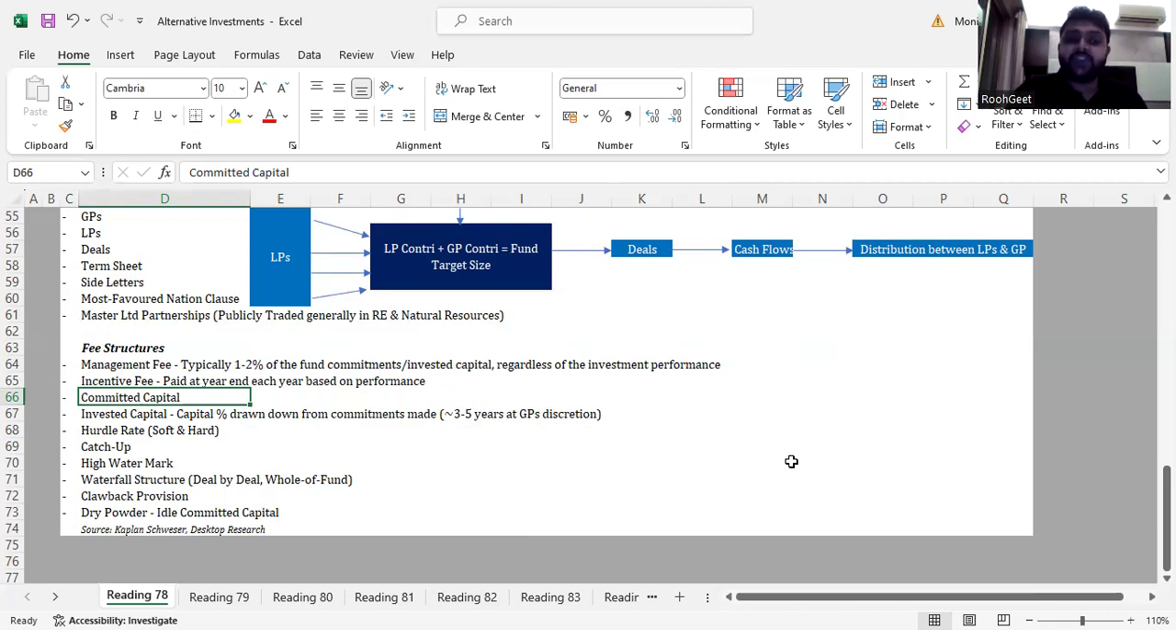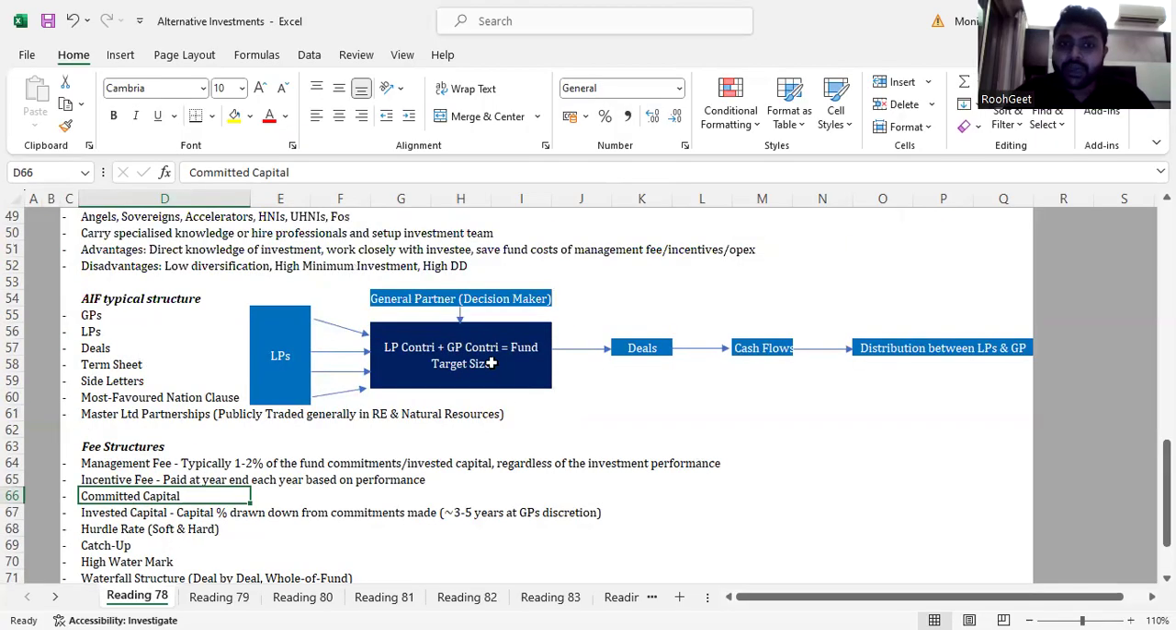Then comes incentive fee, paid at year end each year based on performance. Sometimes paid at year end, sometimes paid at the end of the tenure of the fund. It depends, guys. So what is incentive fee? A part of the profit. Obviously, when these investments are happening and profit comes, the GP will also get a percentage of the profit, not just the management fee, right?